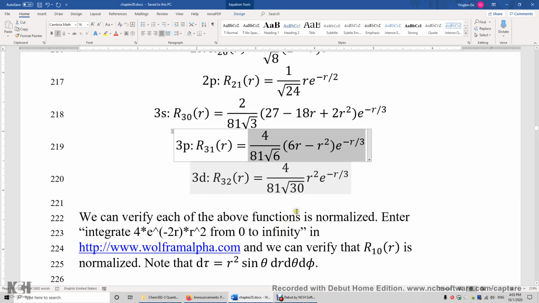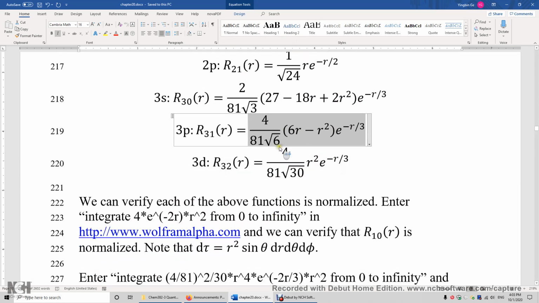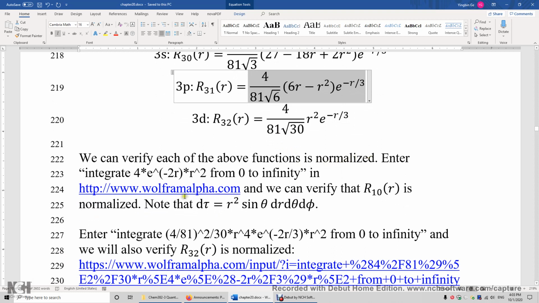We can verify that these radial functions are normalized. For example, if you use Wolfram Alpha, you can click this and type integrate 4 times e to the power of negative 2r times r squared from 0 to infinity. The result is 1. So why this?